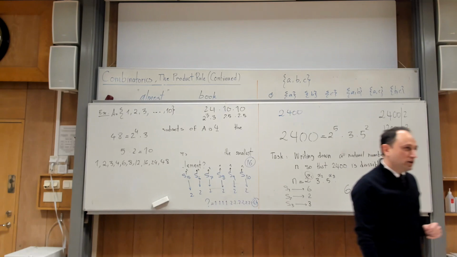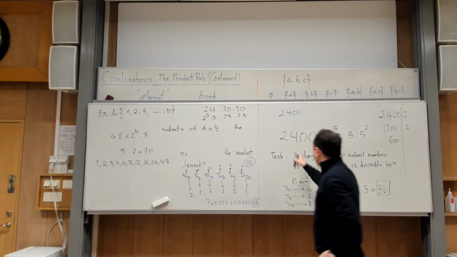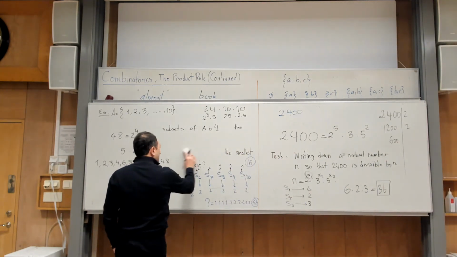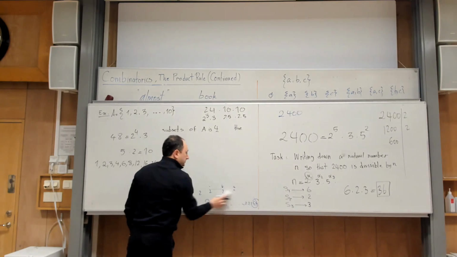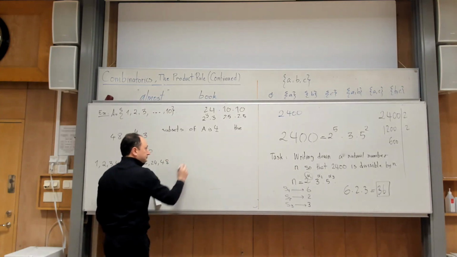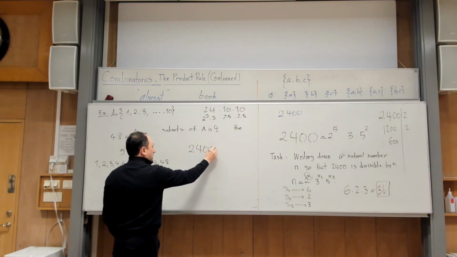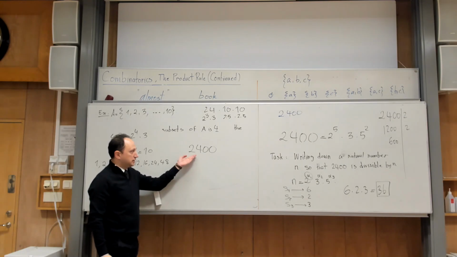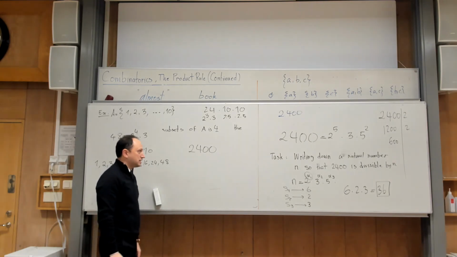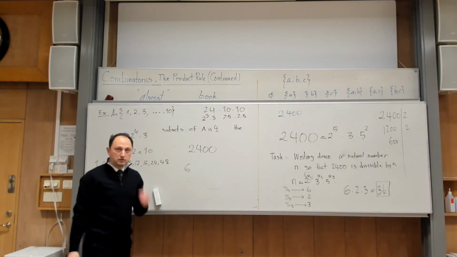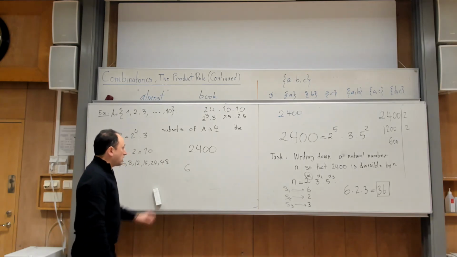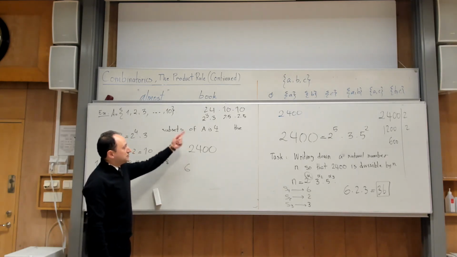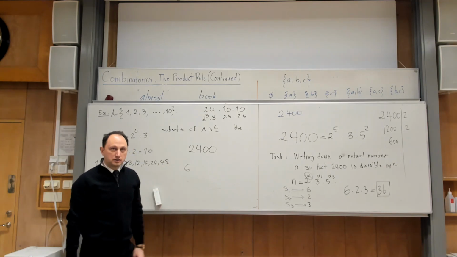Okay, let me change the question a little bit. I give you exactly the same number, 2400, and I ask you, how many positive divisors are there so that the divisor itself is divisible by 6?